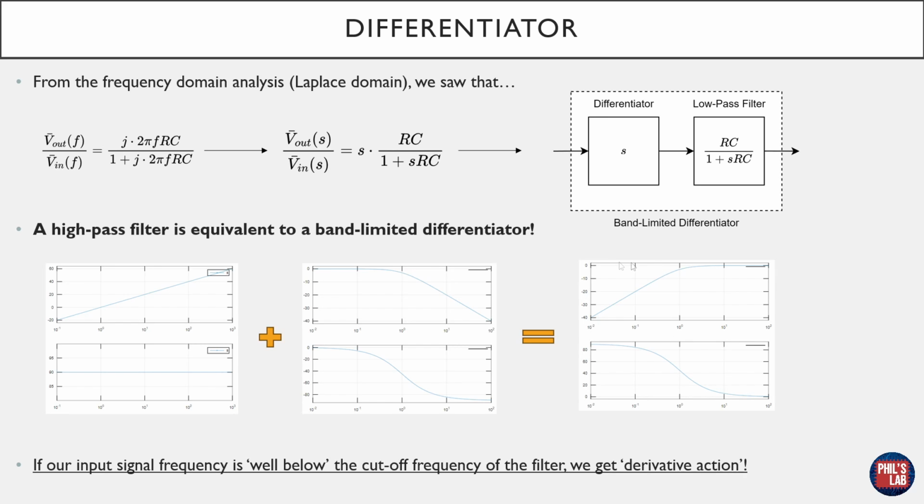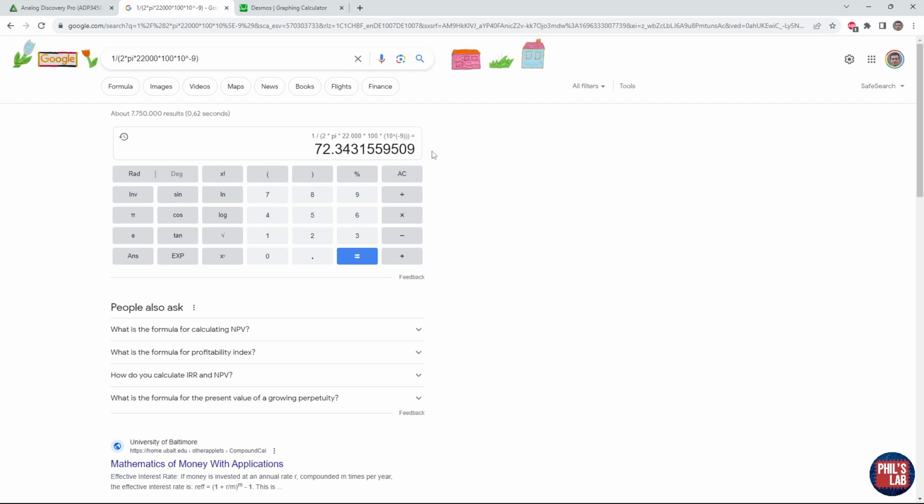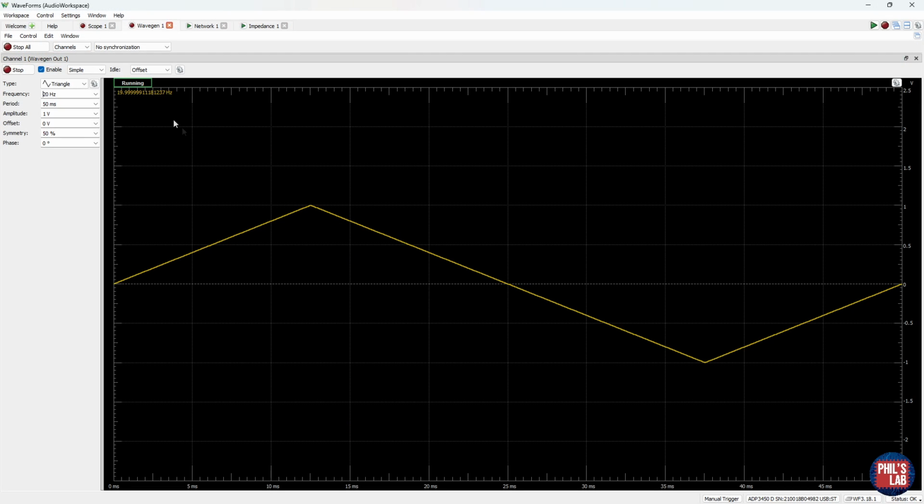Keep in mind that there's also quite significant attenuation below the cutoff frequency, so the gain will be scaled as well. So for our specific RC high-pass filter, we had a cutoff frequency of around 72 Hz in the ideal case, so we should stay far below that for our input signal fundamental frequency. Then going to waveforms, let's say I have a fundamental frequency of 20 Hz and I'd like to use a triangle wave as my input and see if the output resembles somewhat of a square wave.